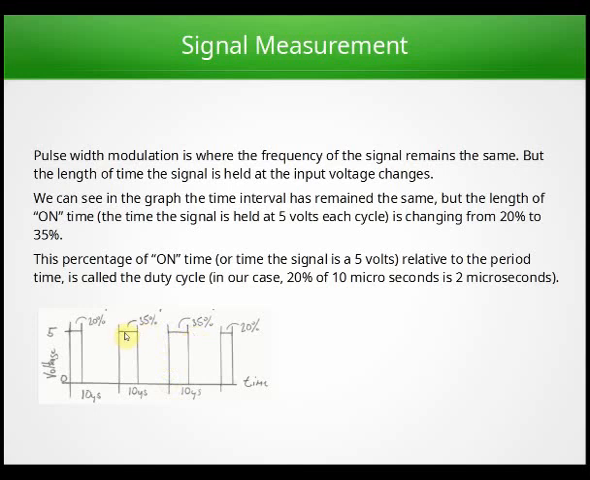But we can see that the time at 5 volts is changing here. The frequency stays the same. When the cycle repeats, it stays the same, but the on time is changing. Okay, so this percentage of on time, or time the signal is 5 volts relative to the period time, is called the duty cycle. In our case, 20% of 10 microseconds is 2 microseconds.